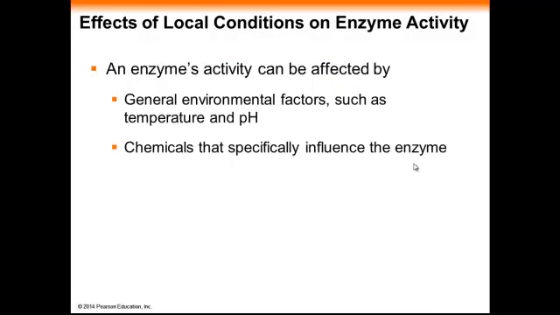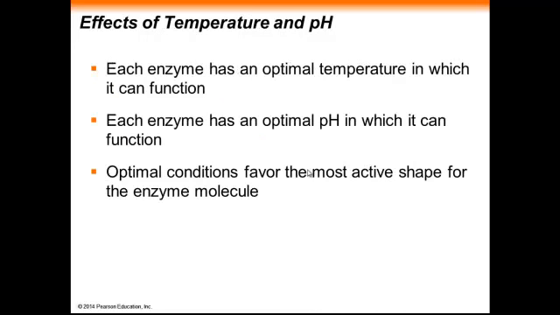Now, local conditions affect enzyme activity significantly. And in the human body, for example, temperature and pH have a lot to do with how an enzyme can function and if an enzyme can function. And then there are also chemicals that can specifically influence the enzyme as well.